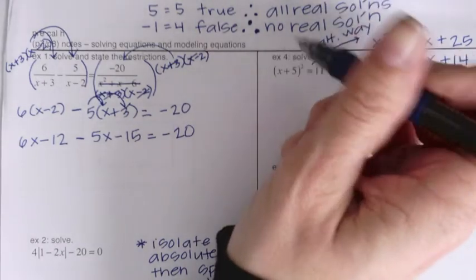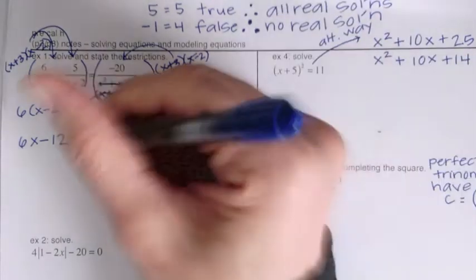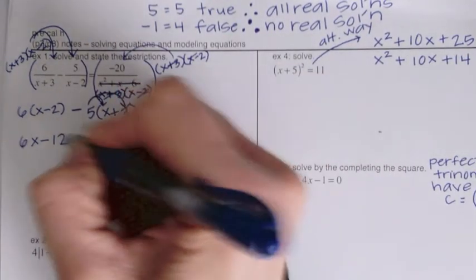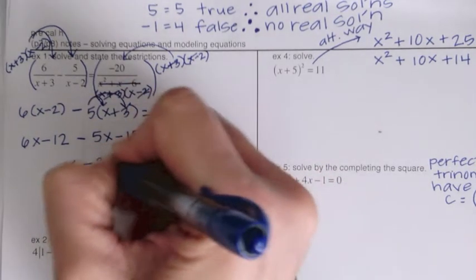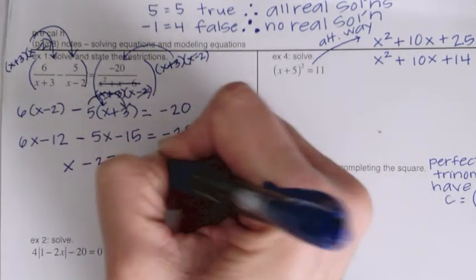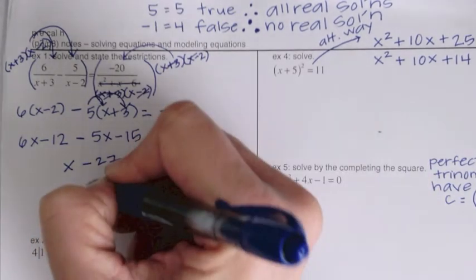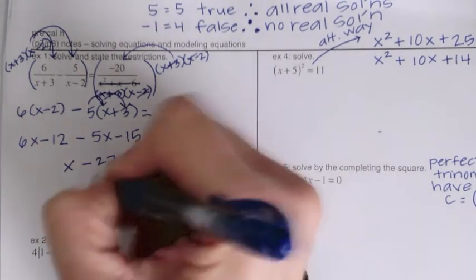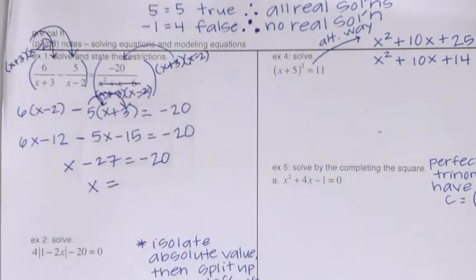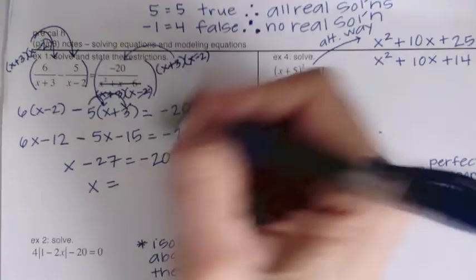Then we combine like terms on one side. 6x minus 5x is x, -12 and -15 is -27. And then we're going to add 27 to both sides, and we get x equals 7.